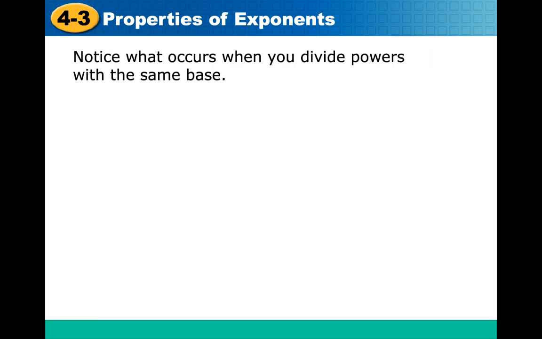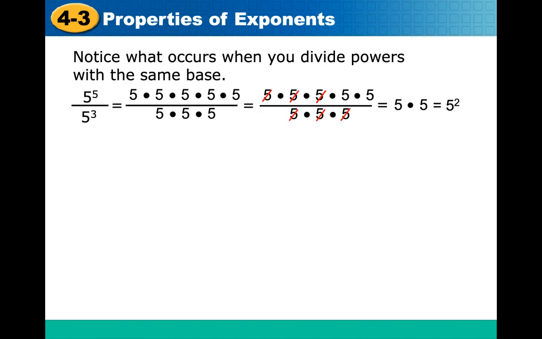Now notice what occurs when you divide powers with the same base. Here's an example: 5 to the 5th power over 5 to the 3rd. If we actually wrote that out, what does 5 to the 5th power mean? It means 5 times 5 times 5 times 5 times 5. And 5 to the 3rd power means 5 times 5 times 5. What we can do is cross cancel, because we know that 5 divided by 5 is 1. So we cross out one here and one here because that equals 1, and again here, and the same here. We are left with 5 times 5, which means we are just left with 5 squared.